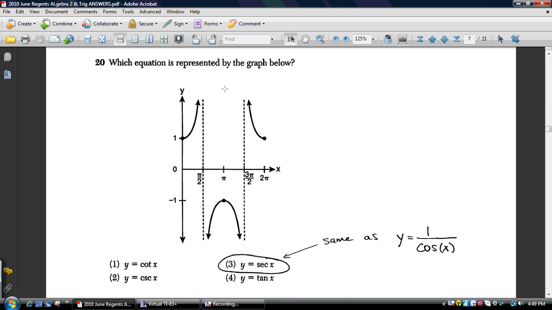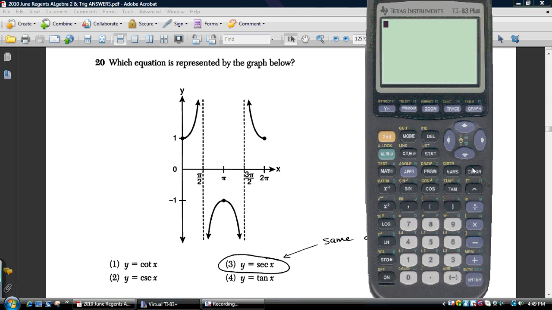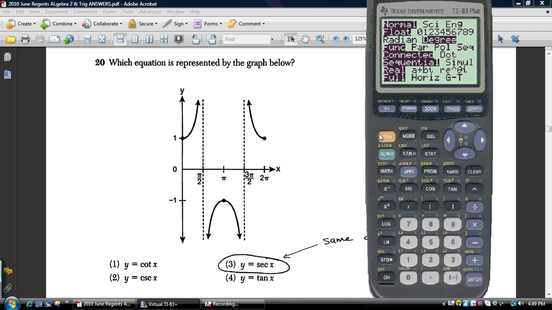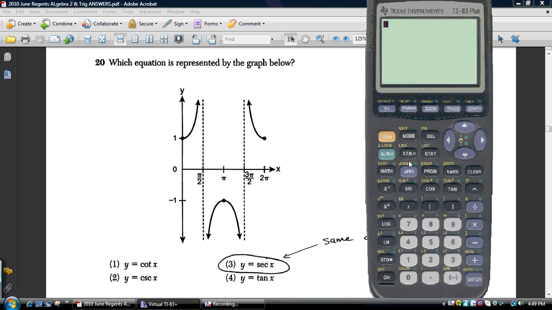Which equation is represented by the graph below? Come on now. Once again, using the calculator. This right over here is in radians. My calculator is already in degree mode. I don't feel like switching back and forth. That could really mess things up. So I'm just going to convert this to degrees in my mind. 2 pi is 360, 3 pi over 2 is 270, pi is 180, pi over 2 is 90.